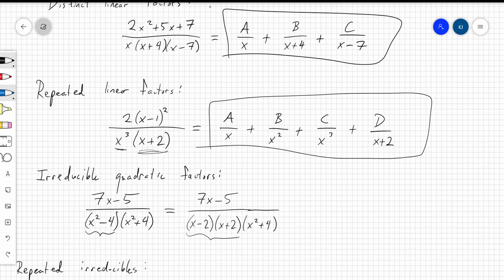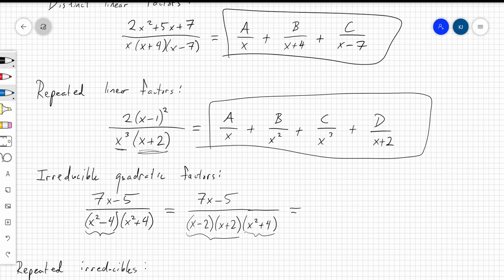And now these are distinct linear factors. This is an irreducible quadratic. So it's an x squared plus 4. The roots of this are purely imaginary, so they're plus or minus 2i. So that means that we're not going to be able to factor this using real numbers. And therefore, we're stuck with this unfactored form. This is an irreducible quadratic.